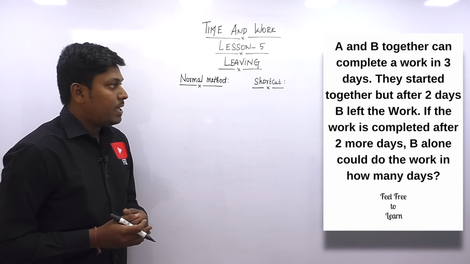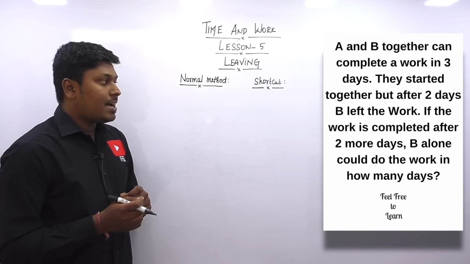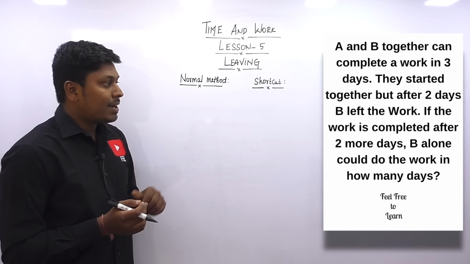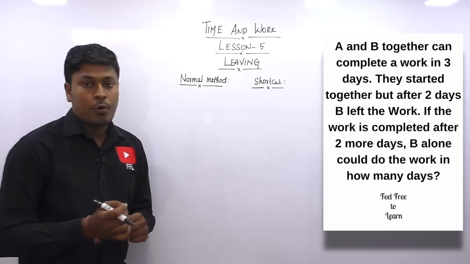Question number 1. A and B together can complete a work in 3 days. They started together, but after 2 days, B left the work. If the work is completed after 2 more days, B alone could do the work in how many days?